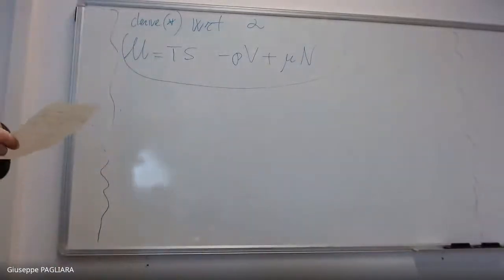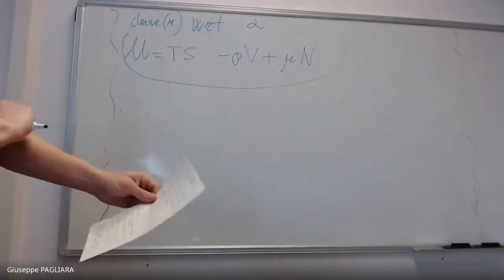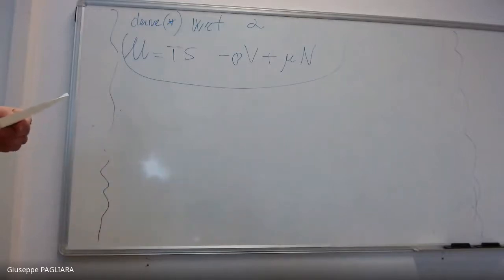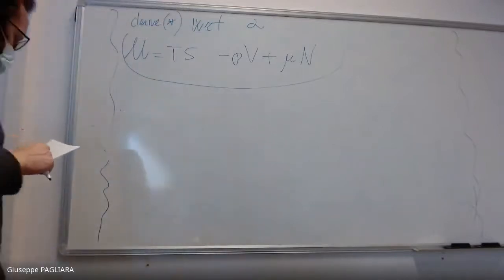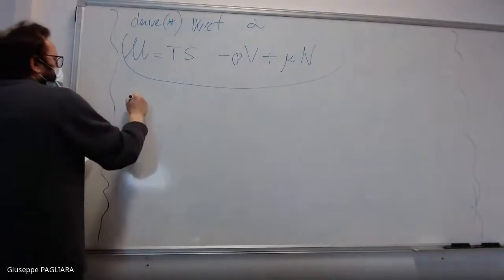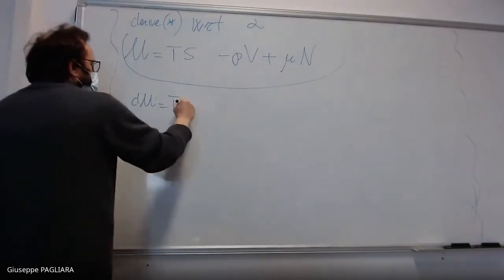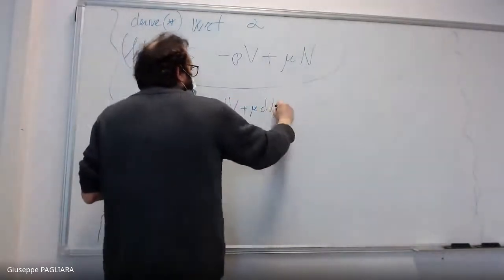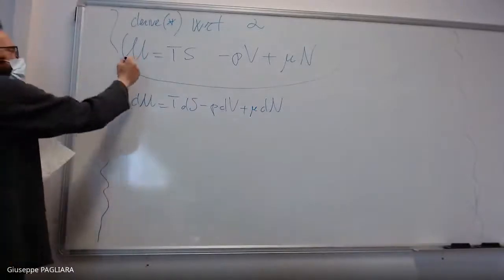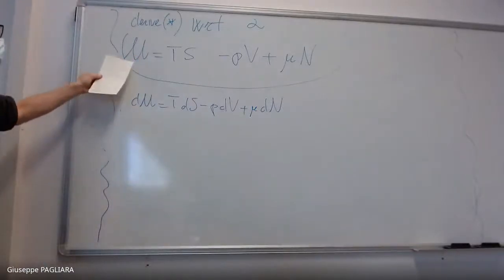Let me do another little calculation, and then we can stop. Now, maybe there are other ways to do it, but I've done it in the following way. Let me use the fact that U is equal to T S minus P V plus mu N. And let me differentiate this quantity here.